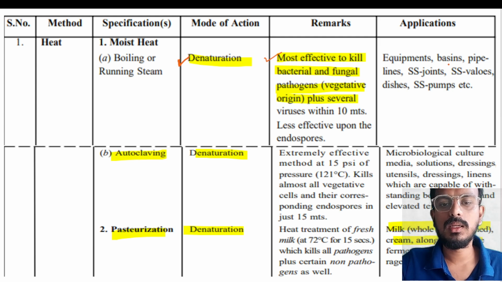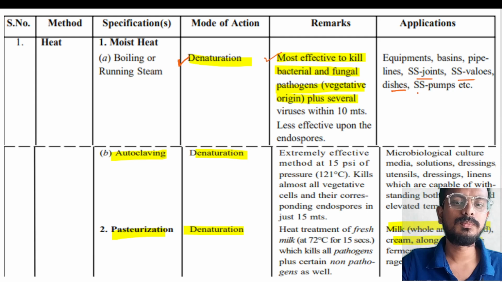So equipment like basins, pipelines, SS joints, SS walls, SS forms can be sterilized. Next one is autoclaving.